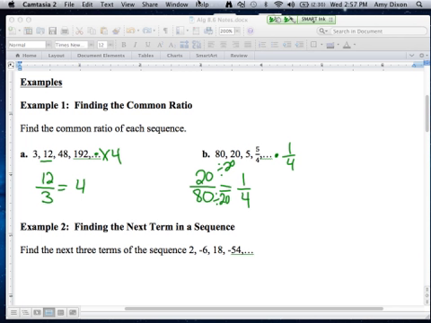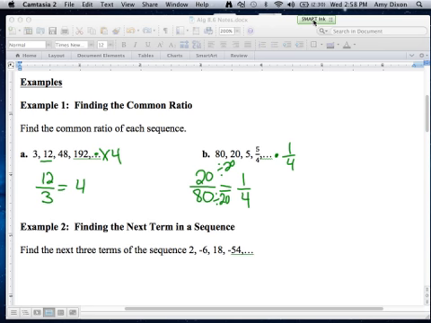So in a geometric sequence, it's either going to be multiplying by the same number or dividing by the same number. If you remember back when we were talking about arithmetic sequences, the difference is in arithmetic sequences, we're adding or subtracting the same number. So this time, we're going to be multiplying or dividing.